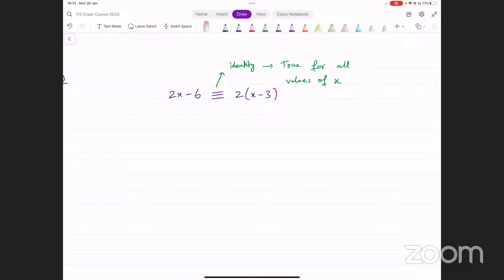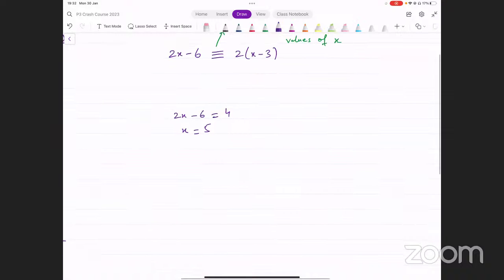So they're true for all values of x. The left-hand side and the right-hand side are always equal, no matter what value of x you input there. Now that's different from equations, because equations are only true for some specific values. So for instance, if I had an equation like 2x minus 6 equals, let's say 4, then this equation is only true when x equals 5. Otherwise, this equation is not true.